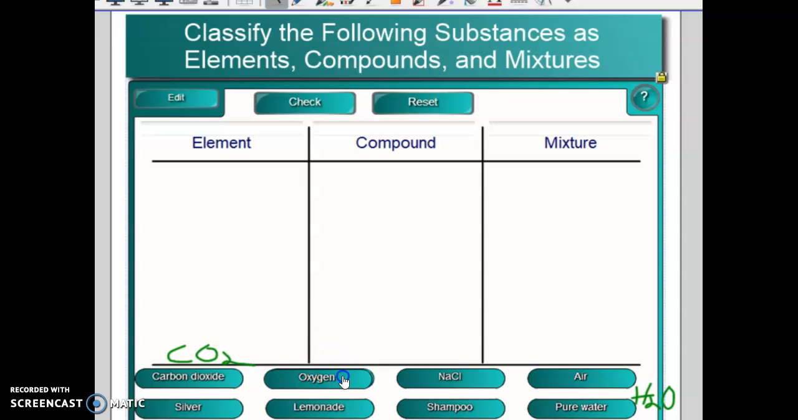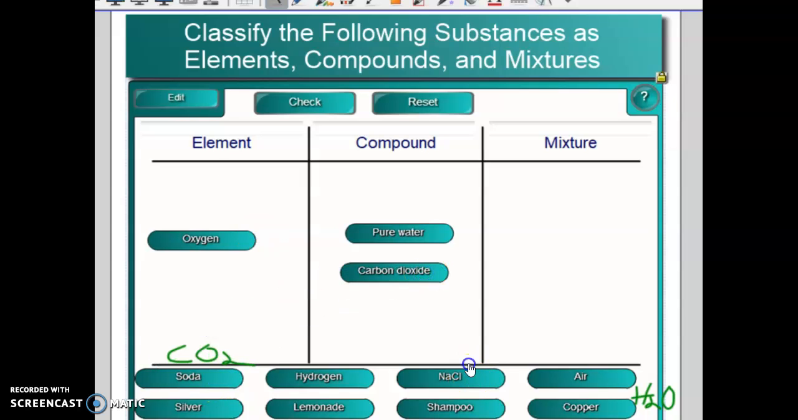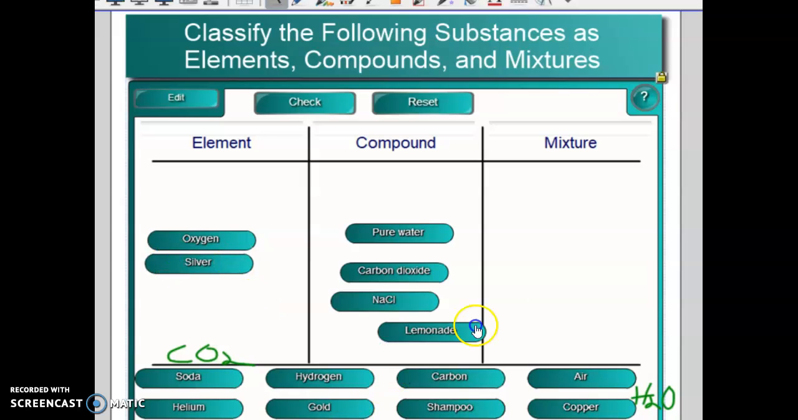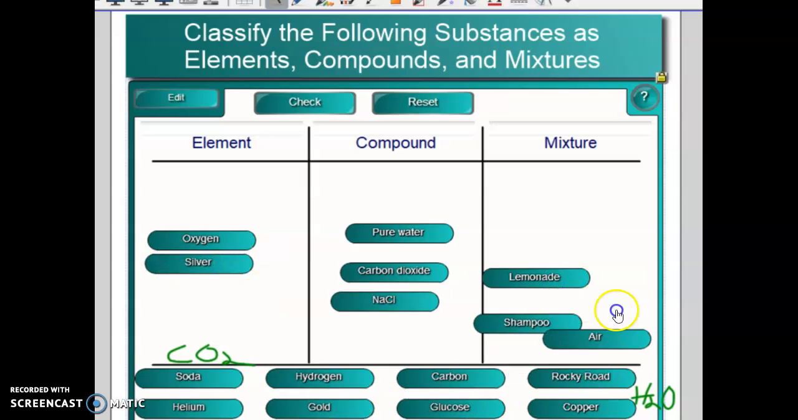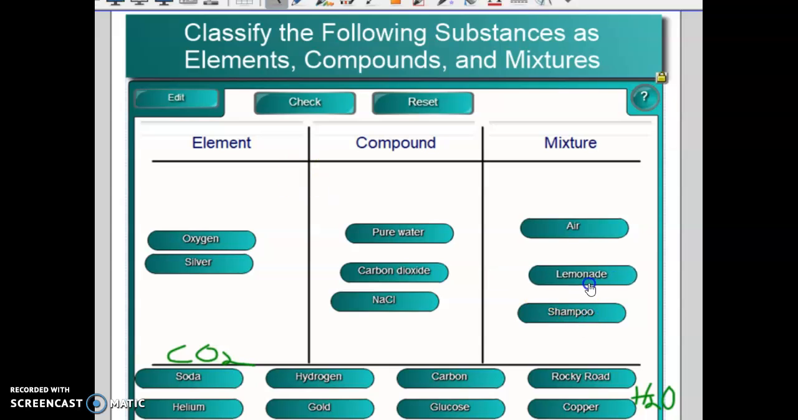Okay, so let's take a look. So oxygen should be an element. Pure water, H2O, is a compound. So is carbon dioxide and sodium chloride. Silver is an element. Lemonade, shampoo, and air are mixtures. So we have here 2, 4, 6, 8. Yeah, so here's the next set.